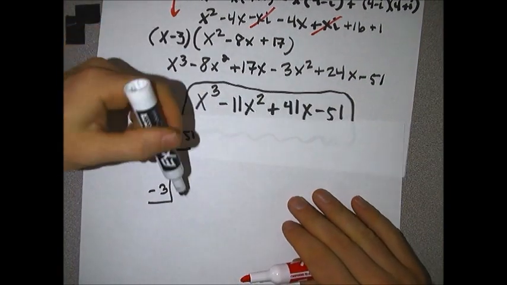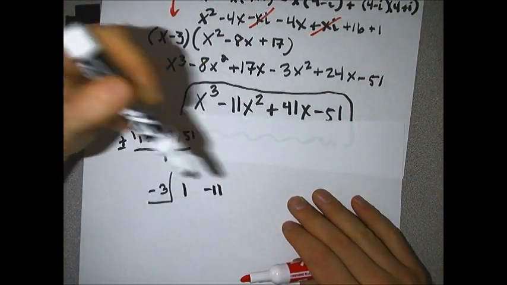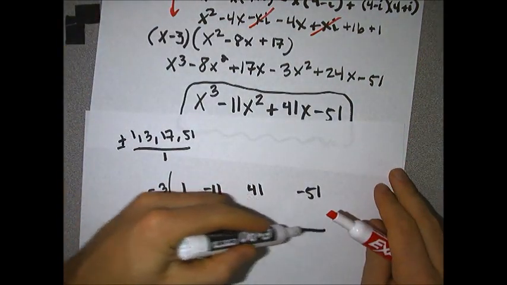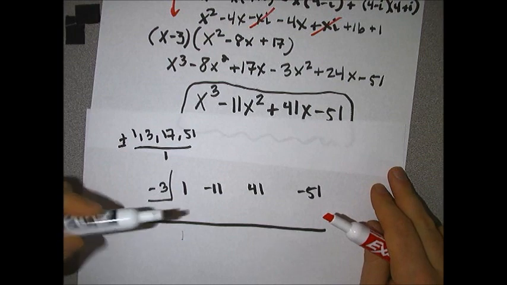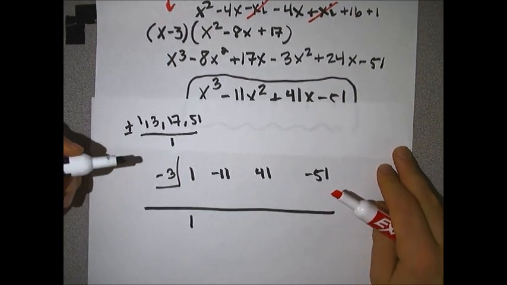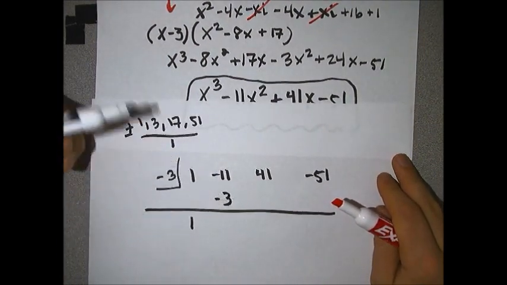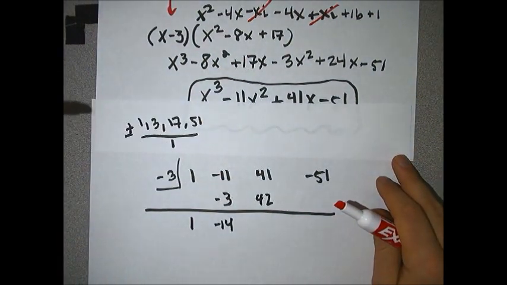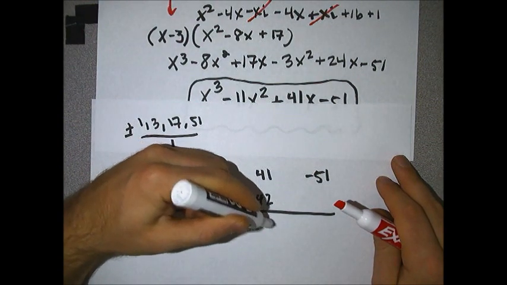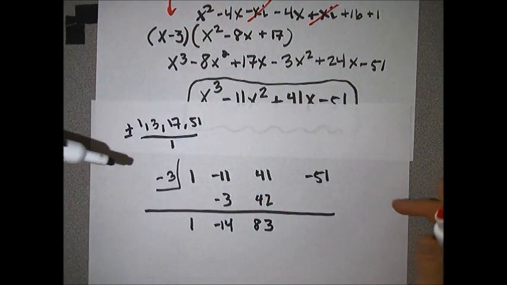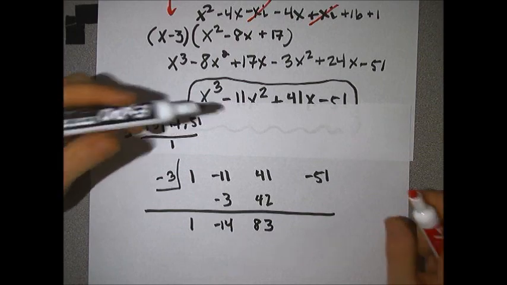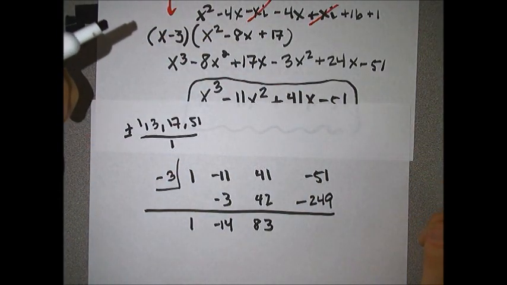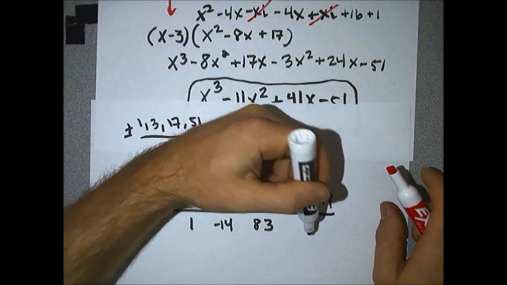And I'm going to do synthetic division, so I have 1, negative 11, 41, negative 51. Bring down the 1, multiply, add, multiply, add, multiply. It's getting big. What do I got here? 249. Negative. And add, what's that give me? Negative 300.